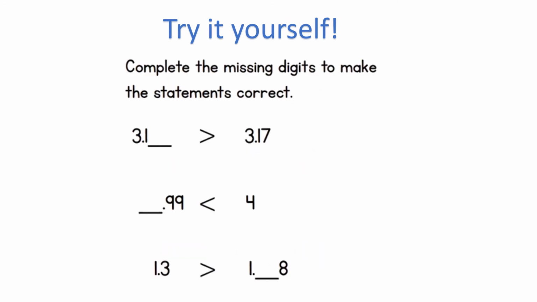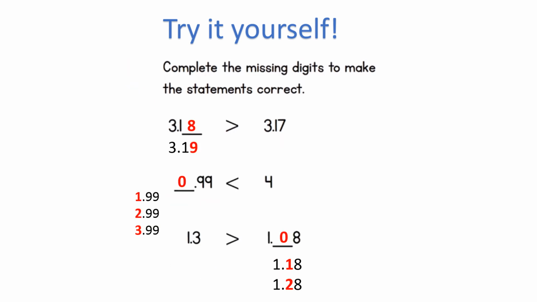And now, write these in your book. Complete the missing digits to make the statements correct. There could be more than one possible answer, so pause and really take a think. Let's go through it. So the first one could have been 3.18 or 3.19. They're both greater than 3.17. So the ones column we had 3, and in the tenths column we had 1. So in the hundredths column we could have 8 or 9.